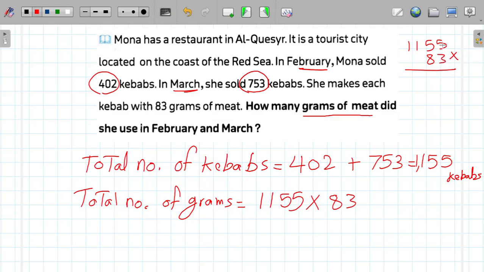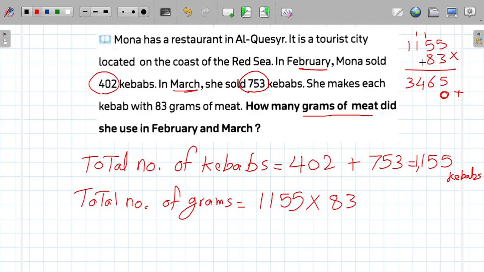Okay, so I will multiply first by 3. So 3 by 5 equals 15. So I will write 5 and carry up 1. 3 times 5 equals 15 plus 1 equals 16. I will write 6 and carry up 1. 3 times 1 equals 3 plus 1 equals 4. And I have 3 times 1 equals 3. Next, I will write just 0 and I will multiply by 8.